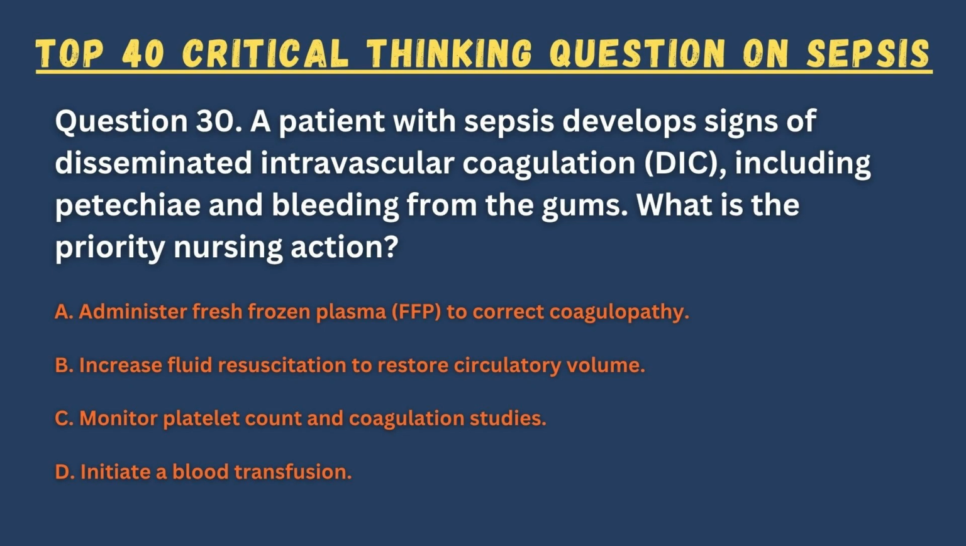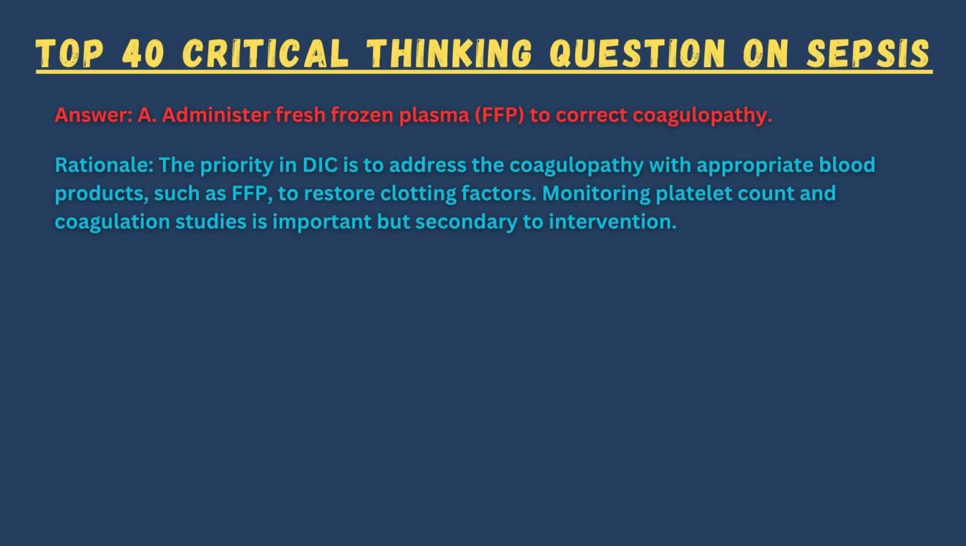Question 30. A patient with sepsis develops signs of disseminated intravascular coagulation (DIC), including petechiae and bleeding from the gums. What is the priority nursing action? A. Administer fresh frozen plasma (FFP) to correct coagulopathy. B. Increase fluid resuscitation to restore circulatory volume. C. Monitor platelet count and coagulation studies. D. Initiate a blood transfusion. Answer: A. Administer fresh frozen plasma (FFP) to correct coagulopathy.